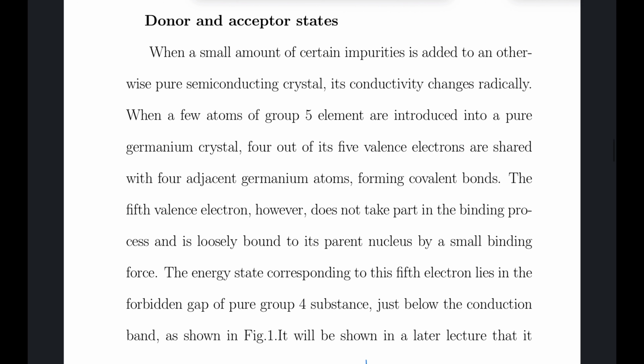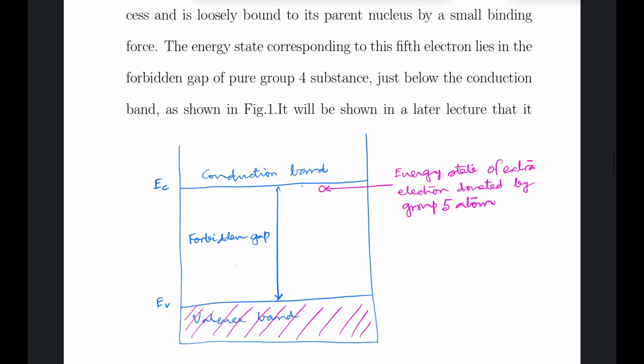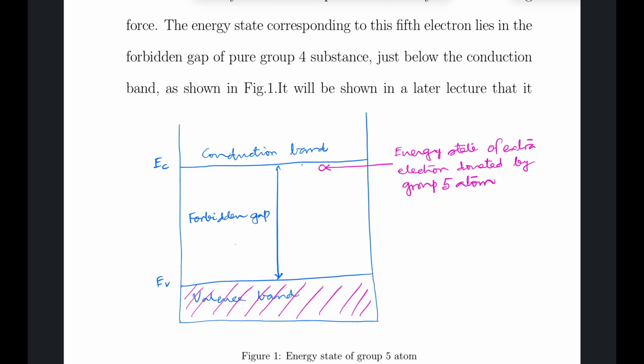ठीक है? ये देखिए आपको हम फिगर में दिखा रहे हैं यहाँ पर in figure 1. This is the conduction band, this is the valence band which is completely filled up, this is the forbidden gap, and this is the energy state of the extra electron donated by group 5 atom. यही एनर्जी है ग्रुप 5 एटम की. थोड़ी एनर्जी देंगे तो यहाँ से चला जाएगा टूट के कंडक्शन बैंड में, इलेक्ट्रॉन फ्री होकर चला जाएगा वहाँ, and it will then be available to carry the current.